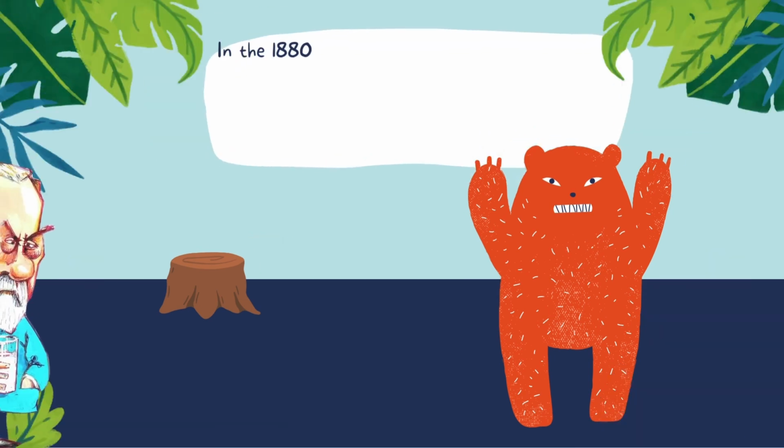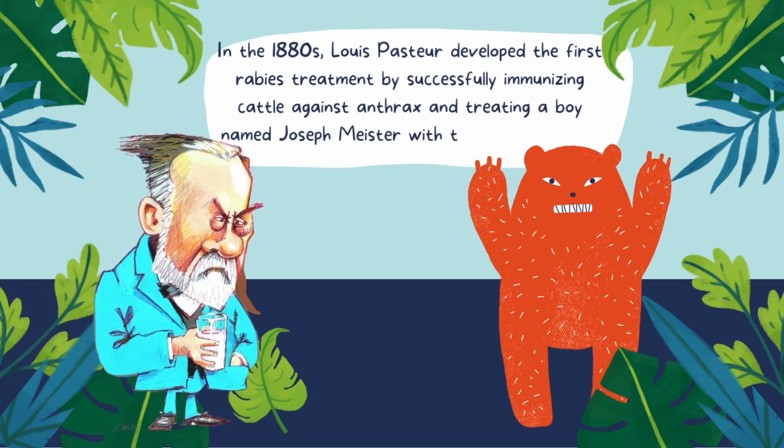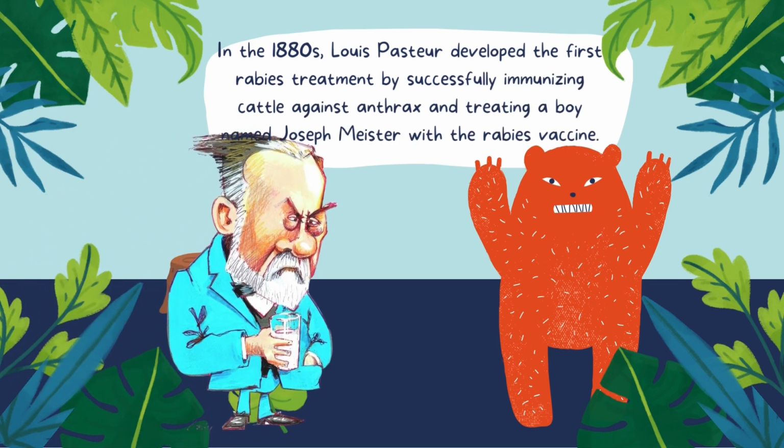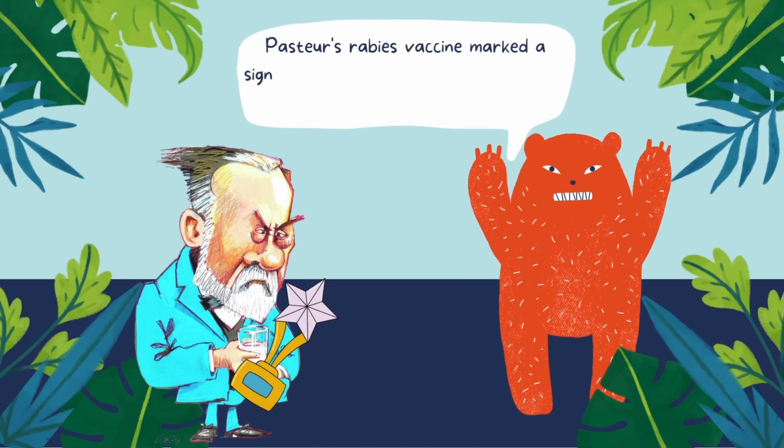It wasn't until the 1880s that the first actual treatment for rabies was made, when Louis Pasteur, a French chemistry teacher, successfully immunized cattle against anthrax with a vaccine. Later on, he successfully treated a young boy named Joseph Meister for rabies, and eventually 20,000 more people with his rabies vaccine.